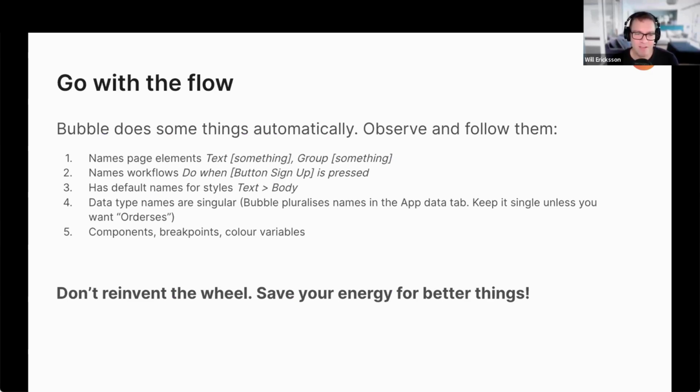So name your page elements, text something, group something, input something. You might be one of these people that wants to delete the text or the group or the input, but these are really, really helpful, as I'll get to explain soon. Name the workflows. So do when button sign up is pressed. When you name your text elements and your groups and your buttons correctly, then your workflows also generate these quite impressively meaningful names. And I would suggest you stick with them.